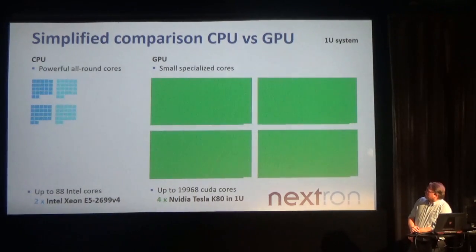So 2 CPUs, 88 cores, has to compete with almost 20,000 CUDA cores for the computing power. And of course, this is not very advantageous for the CPU. A task which is optimized for GPU compute will be significantly faster executed in a GPU setup than in a pure CPU setup.